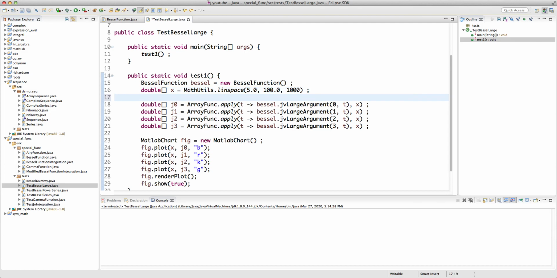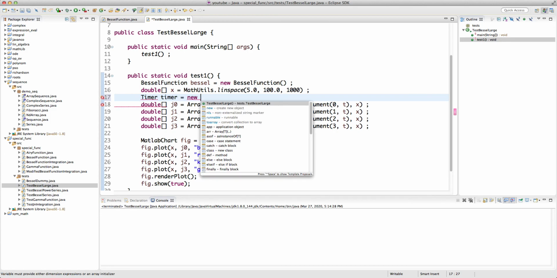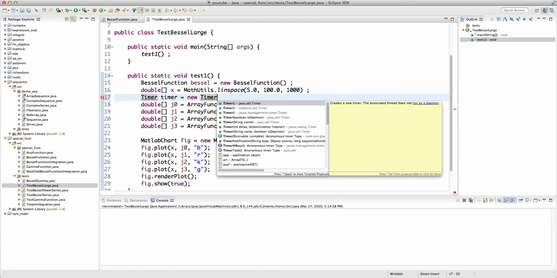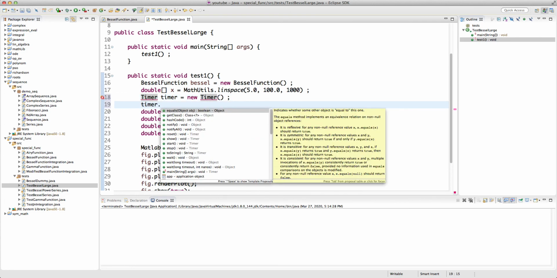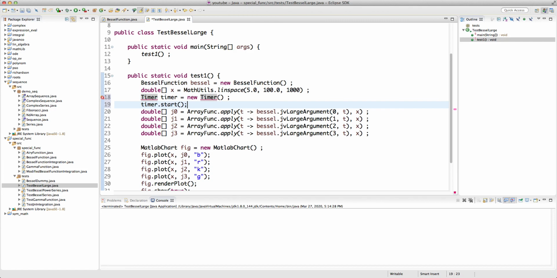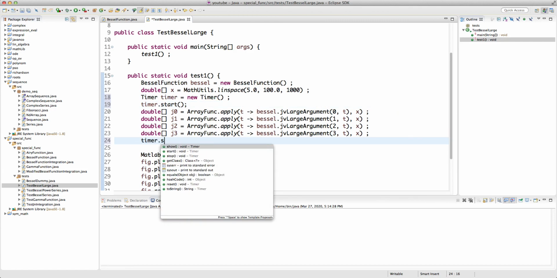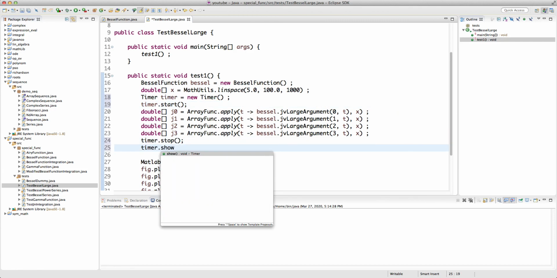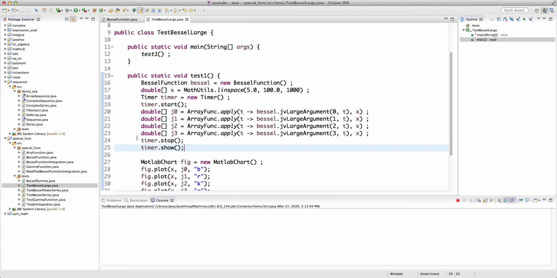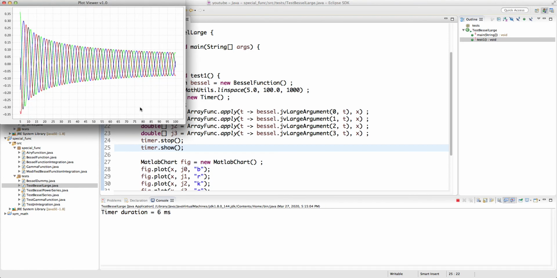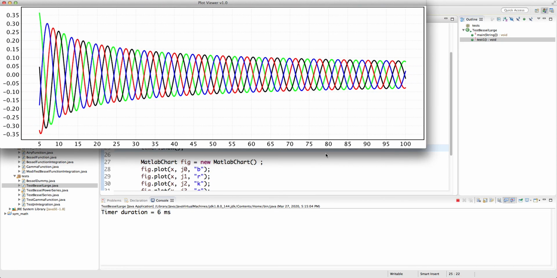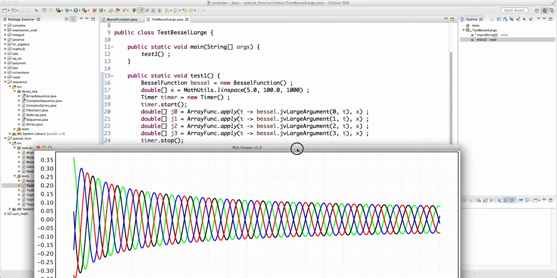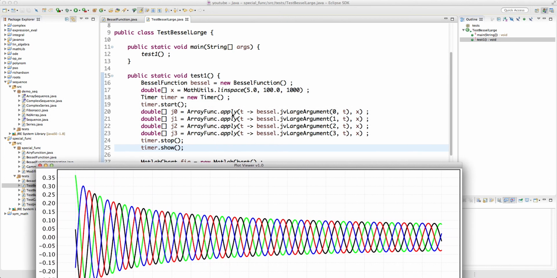Let's also time it. So timer, new timer from mathlib, and timer dot start, and then after the calculations, timer dot stop, timer dot show. Takes about 6 milliseconds. I want to give you a second to wonder at it: 6 milliseconds to calculate 4,000 times the Bessel function.